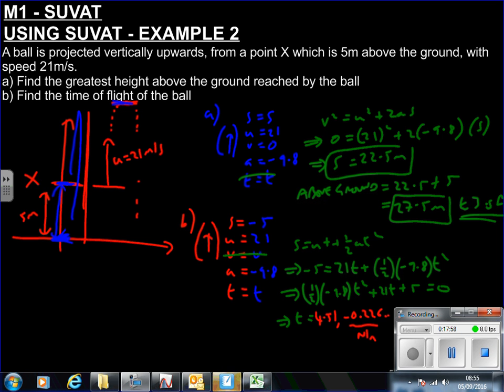So that's not possible. So this one must be our solution. t equals 4.51 seconds to 3 SF. You must state how many significant figures, and it must be maximum 3. Okay? That's your total time of flight.